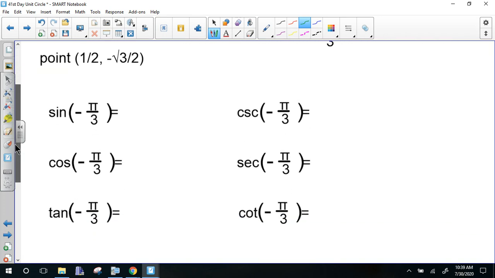Let's fill them in. The sine is negative root 3 over 2. The cosine is 1/2. Tangent is the y divided by the x, or sine divided by cosine. So I'll have negative root 3 over 2 divided by 1 over 2. The 2's cancel. I've got negative root 3.